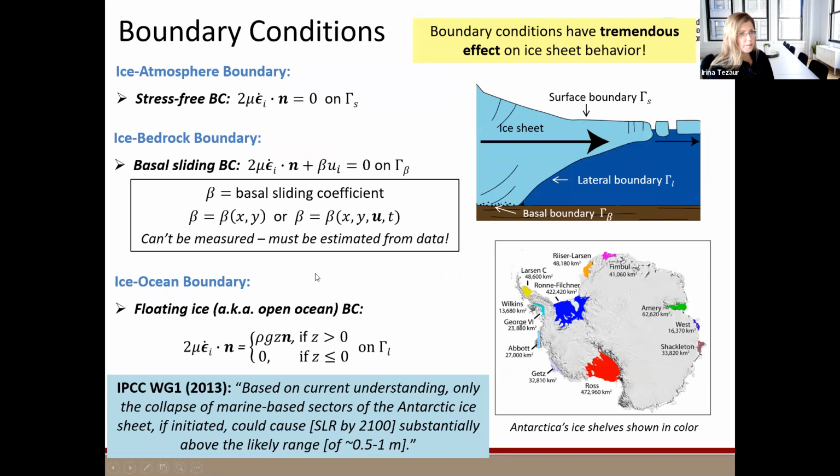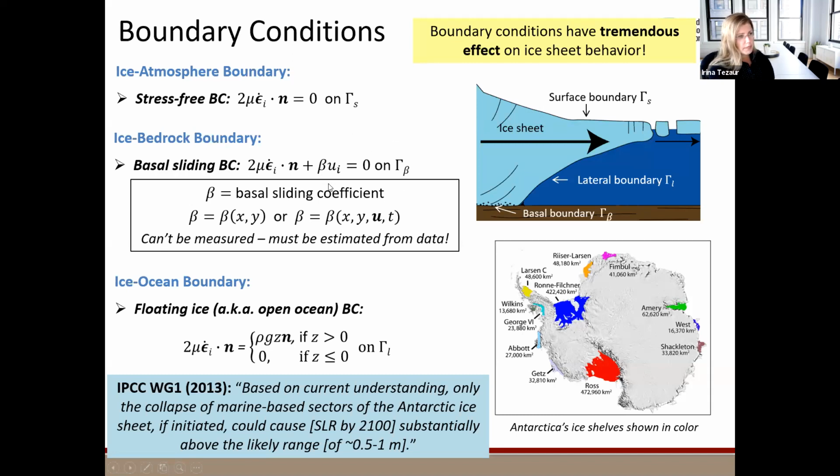So before going on, I wanted to spend a little bit of time talking about boundary conditions, because the boundary conditions are, as it turns out, incredibly important. They have very significant effects on the ice behavior. The cartoon here on the right is showing the different boundaries that we have: ice atmosphere, ice ocean, and ice bedrock. At the ice atmosphere boundary, we have a stress-free boundary condition, homogeneous Neumann. That's pretty straightforward. At the ice bedrock boundary, we have the basal sliding boundary condition.